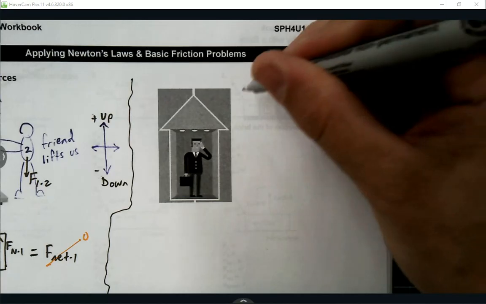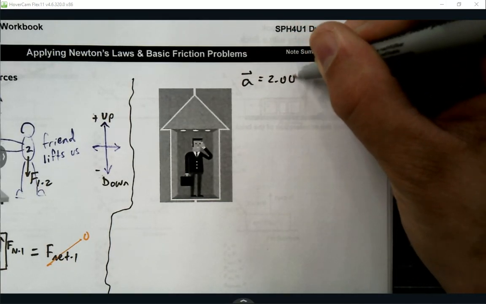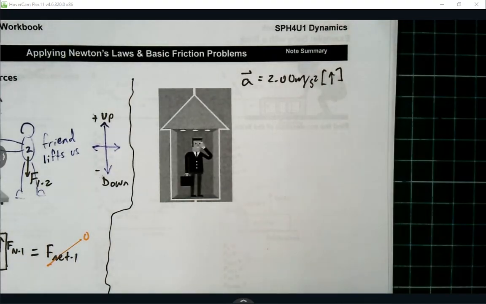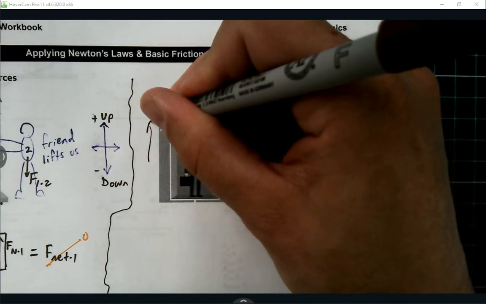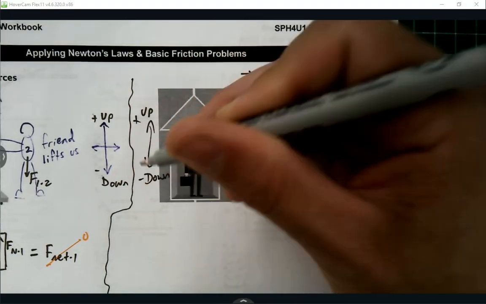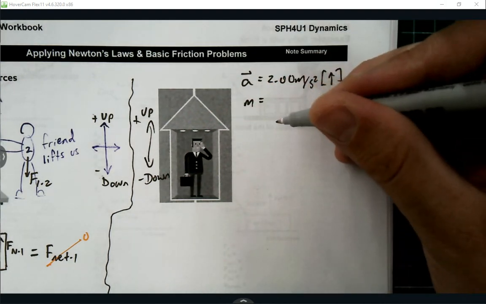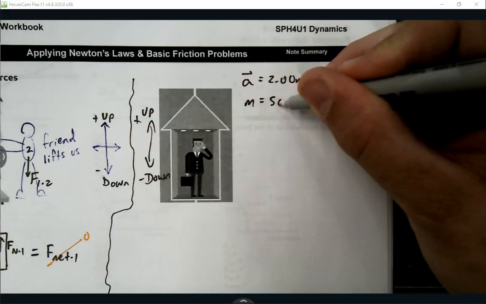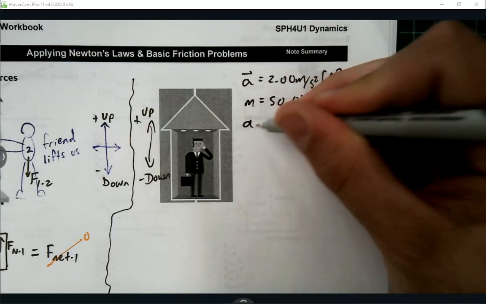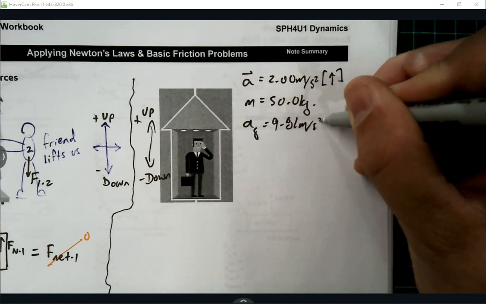Let's give this one a nice simple acceleration: 2.00 meters per second squared upwards. So this is when the elevator just kicks into action. We'll give ourselves the same reference frame: up positive, down negative. We give this person in the elevator, just the person, mind you, 50.0 kilograms, because that would be a really low mass for a whole elevator. AG is equal to 9.81 meters per second squared, down.